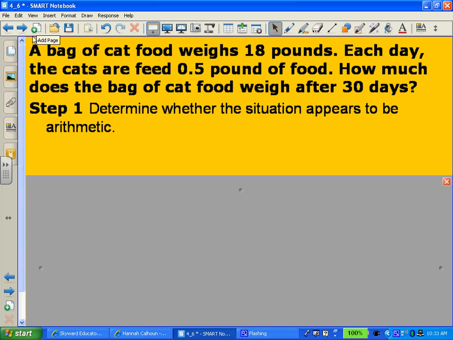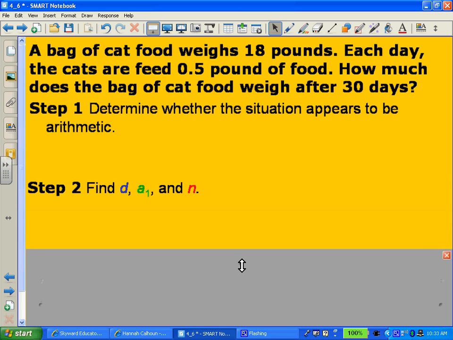And then finally today, we have to look at story problems that represent arithmetic sequences. We have a bag of cat food that weighs 18 pounds. Each day the cats are fed 0.5 pounds of food. How much does the bag of cat food weigh after 30 days? First of all, we have to determine, is this arithmetic? It is, because it's going down by 0.5 pounds every day. So it's going down by the same amount every day.